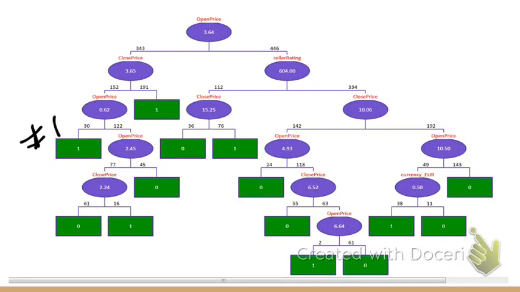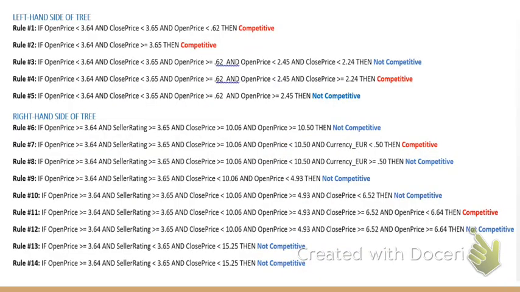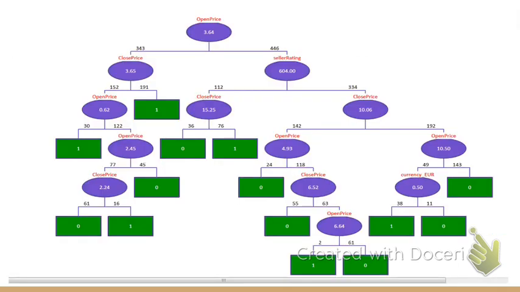The next one, rule number 2, I'm going to make this rule number 2 here. So the way we traverse to this one is we're going to start at open price again, less than 3.64, go down to close price greater than or equal to 3.65, competitive. And let me quickly go back over here, and you'll see that's what I have under rule number 2. So what I did, as I prepared for the video, is I went back and forth and made sure that I covered all my nodes and I numbered them as far as the rule, and then I created them in a Word document. So now we have 1 and 2.